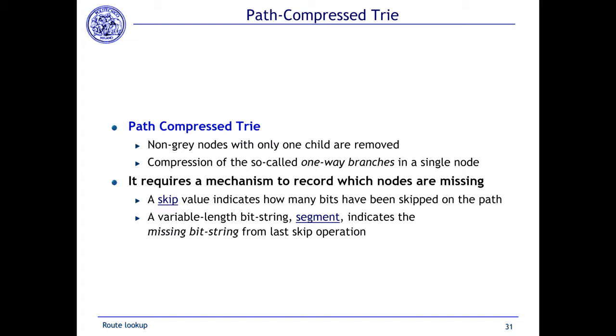So it's possible to compress them in a single node, but in order to avoid losing information about the path, we have to include in this node two extra variables. One is called skip, which indicates how many bits have been skipped, compressed on the path, and the other one is segment, that is the original value of that sequence of bits, so the original stream of bits that have been compressed.